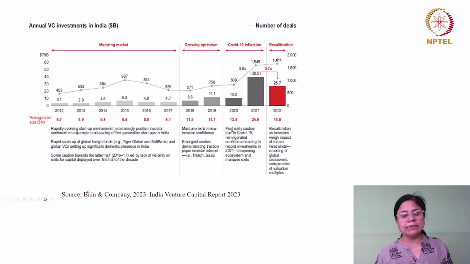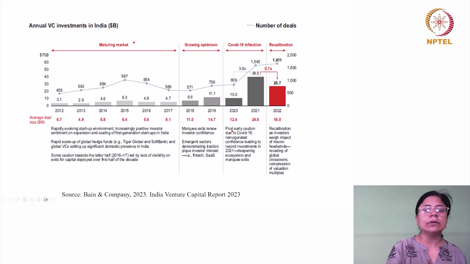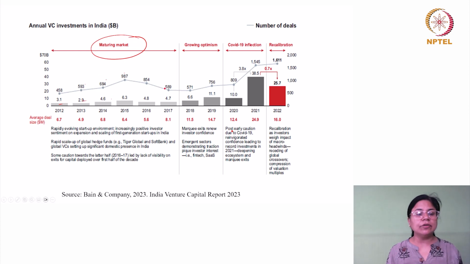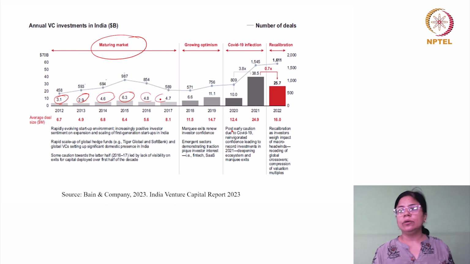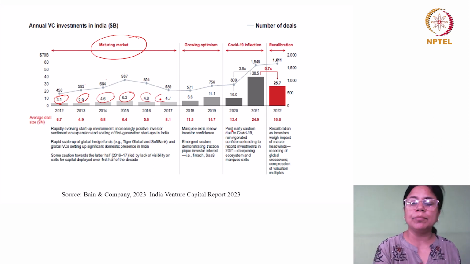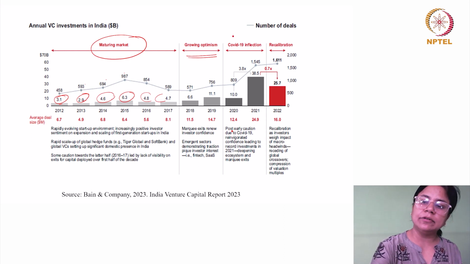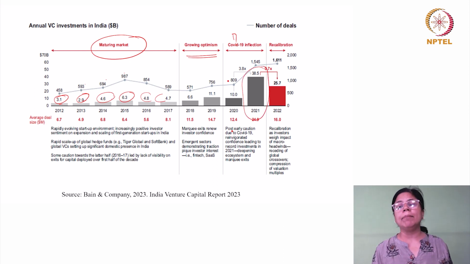Another study by Bain and Company has highlighted that from 2012 to 2017 we have witnessed a maturing market. So here you have the growth rate being predicted, and these are the number of deals, and this is the average deal size you have here, not the growth rate, the average deal size. Then you have seen a growing optimism during the period of 2018 and 19. Clearly there were challenges because of COVID-19, but very interestingly you find a very strong comeback, right?